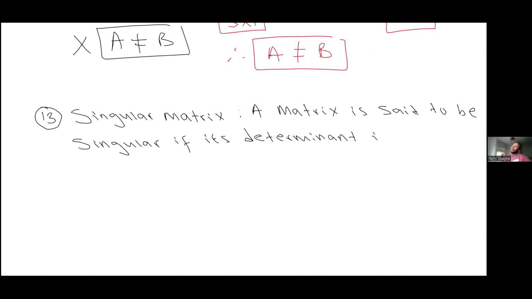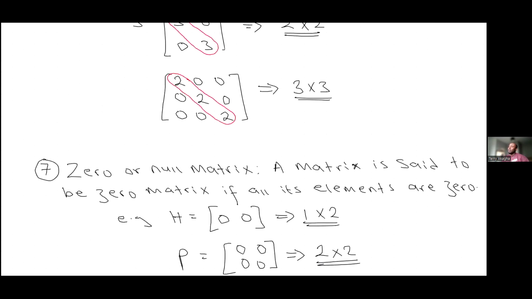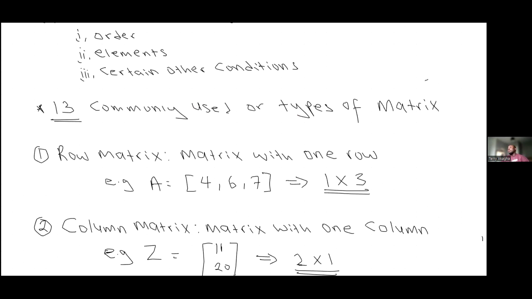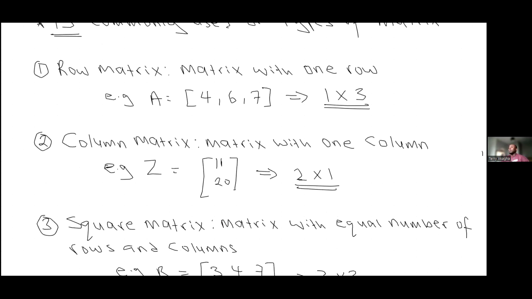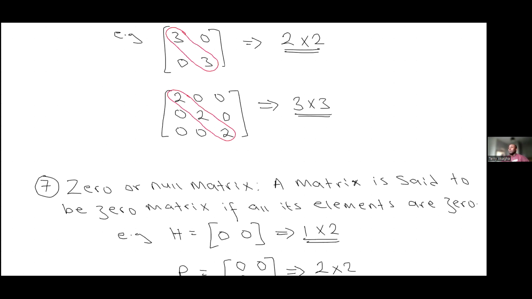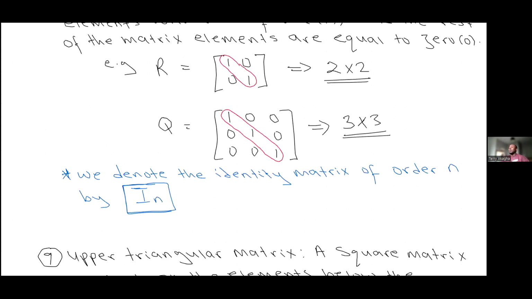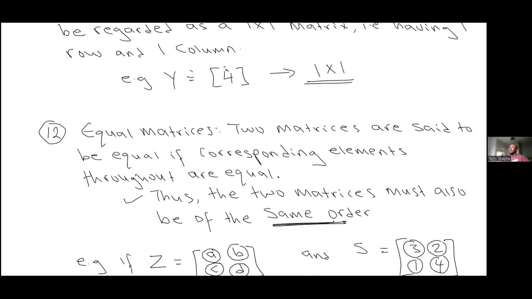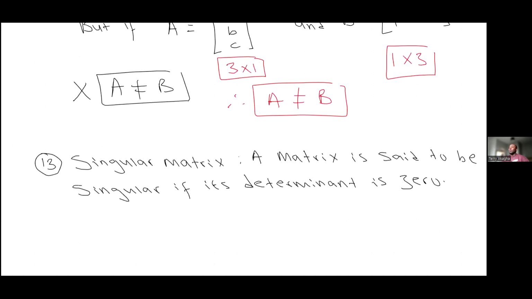Okay, so I'm going to talk about that. Yep, and that'll bring us to the end of the 13 commonly used types of matrices, and we've talked about each of them: the row matrices, the column matrices, the square matrices, rectangular matrices, diagonal matrices, scalar matrices, zero or null matrices, unit or identity matrices, upper triangular matrices, lower triangular matrices, single element matrices, equal matrices, and singular matrices.